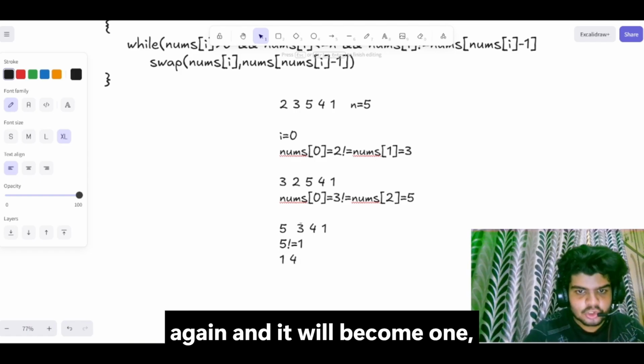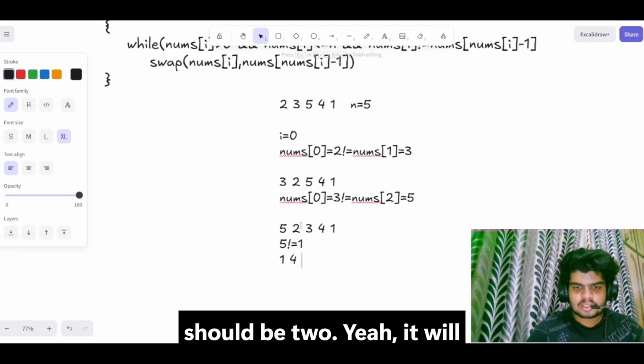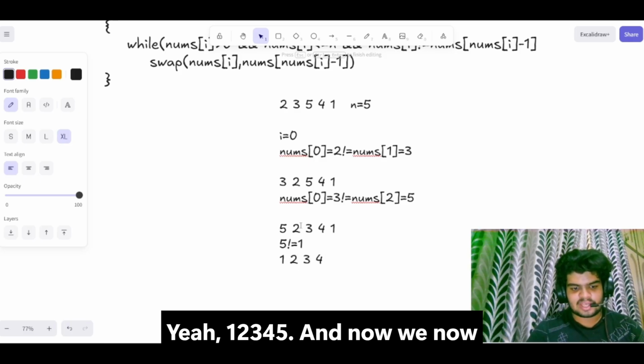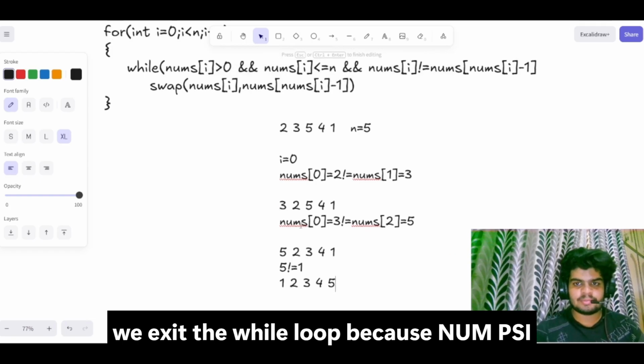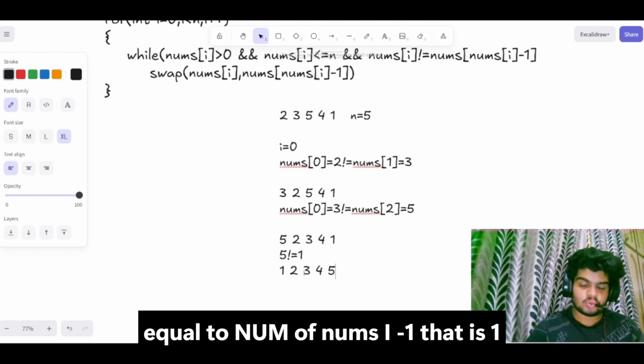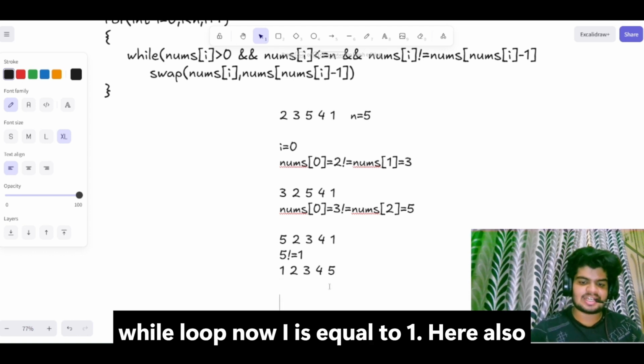Sorry, there's a typo. It should be 1 2 3 4 5. And now we exit the while loop because nums[i], that is nums[0], is equal to 1, which is equal to nums[nums[i] - 1], that is 1 minus 1, nums[0]. So we get out of the while loop.